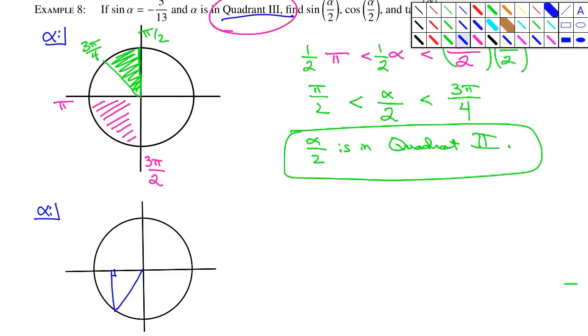Since the sine of alpha was negative 5 over 13, that means the y is negative 5, the radius is 13, and if you remember this Pythagorean triple, you'll remember that the x is 12, but since it's in quadrant 3, it's negative 12. And this is the angle alpha. Now we use the alpha circle to give us the information about alpha over 2. So let's go with our identities here.